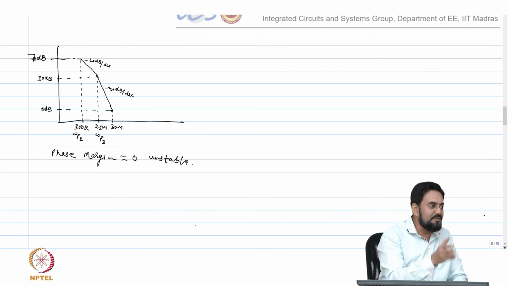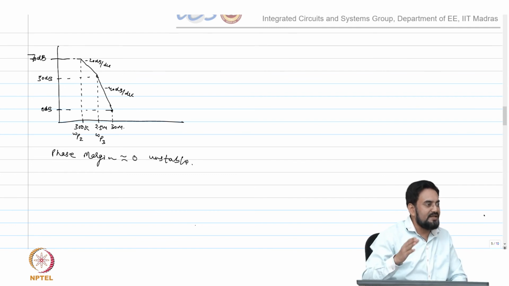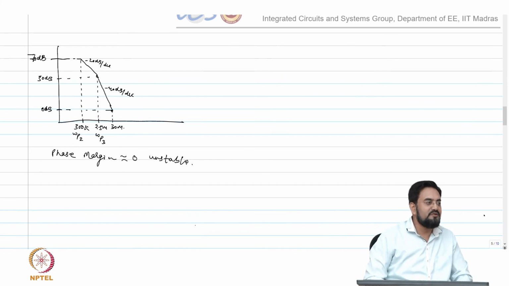So if your dominant pole is at omega P2, as you increase the load, your second pole will be pushing to a higher frequency. So it will further improve your phase margin. So if you compensate at the lightest load by putting the compensation cap at omega P2, then for higher load it will be automatically compensated, because that second pole will be moving to a higher frequency. And that's what you want. You want to move your non-dominant pole outside your UGB.